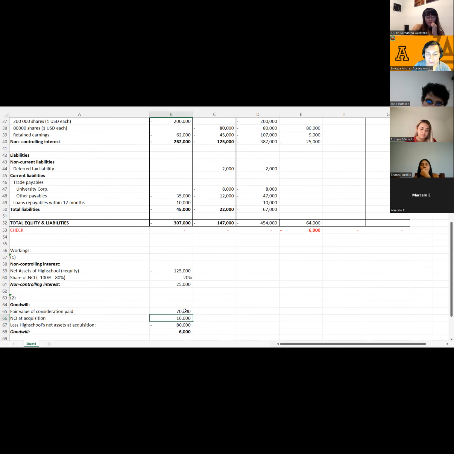It's the same example that I just gave you. I invested this, and the non-controlling interest at the acquisition was 16,000. My equity should be 86,000, but my equity is 80,000. What is happening? You have to recognize goodwill because you paid above the fair value.